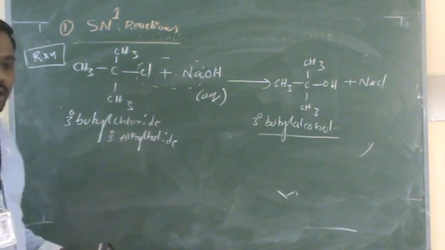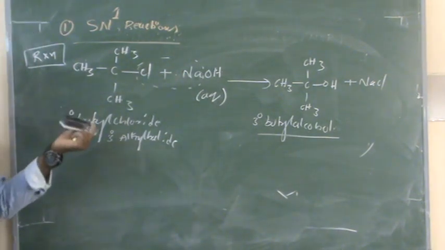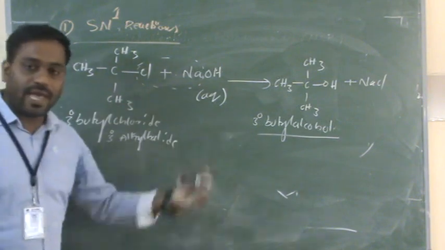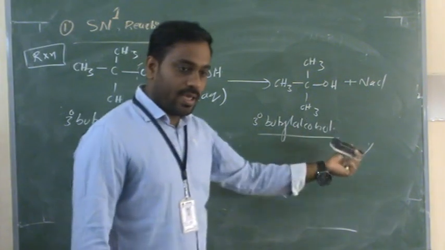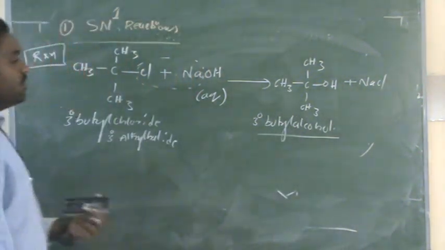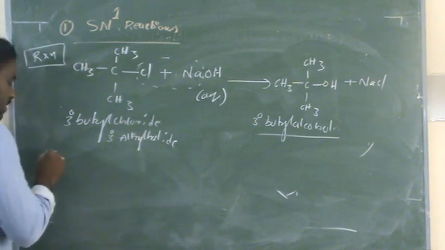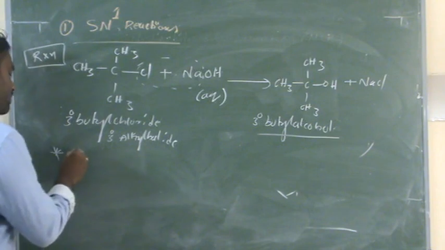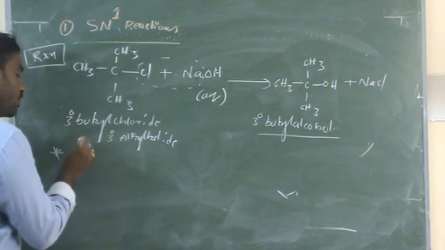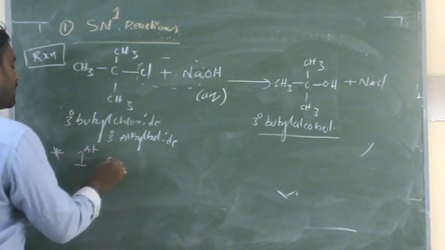So this is a reaction of which type? SN1 reaction. Tertiary butyl chloride reacts with aqueous NaOH, forming tertiary butyl alcohol and NaCl. Here there are some very important points we have to note down. The first point is that it is a unimolecular reaction and follows first order kinetics.